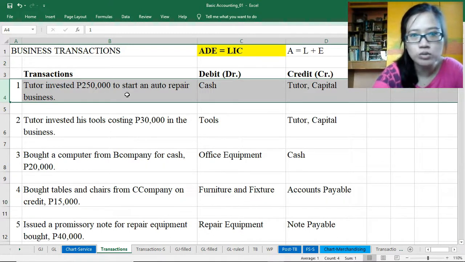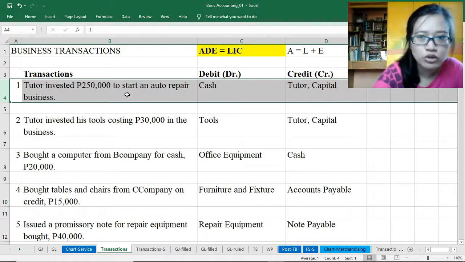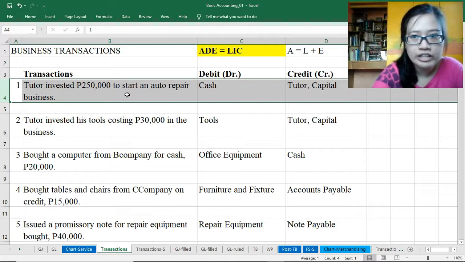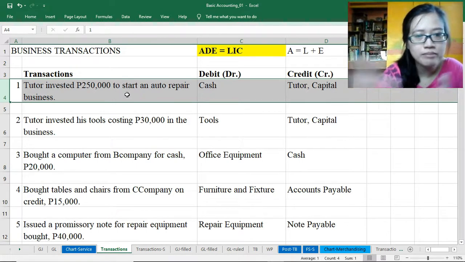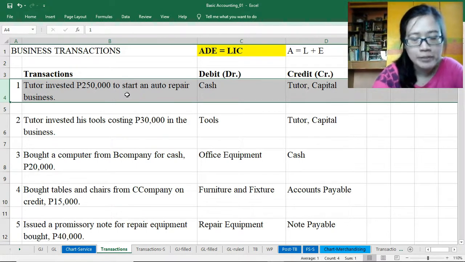Particular account natin would be tutor capital. So, di ba, again, for sole proprietor, kapag magre-record tayo ng equity is, it's the surname and then comma capital. Okay? So that's how you record the capital investment of the owner.